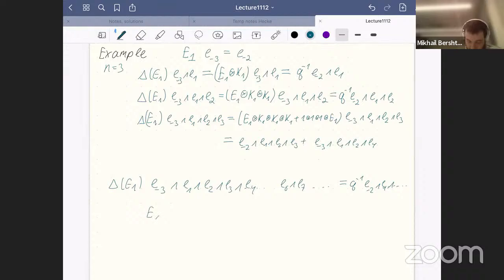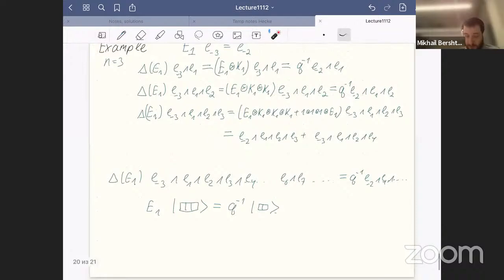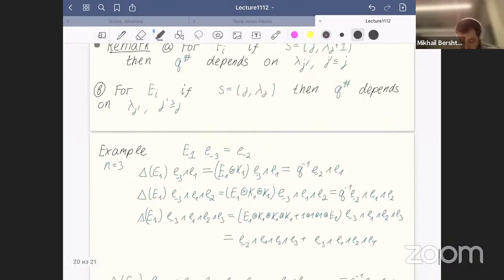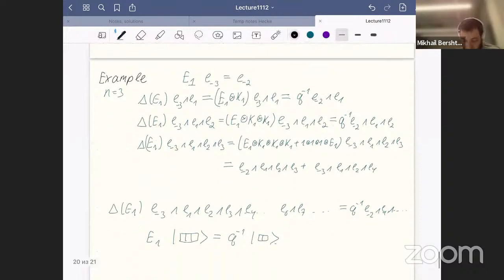So if we act by E1 on the diagram which corresponds to the triangle, we get q inverse. But this is not directly a limit statement. This is a part of our definition. We should ignore the boundary term, and so we take the coefficient which appears mostly in the formula. This is our definition. Therefore, there is something to prove. Okay, this was about E's.